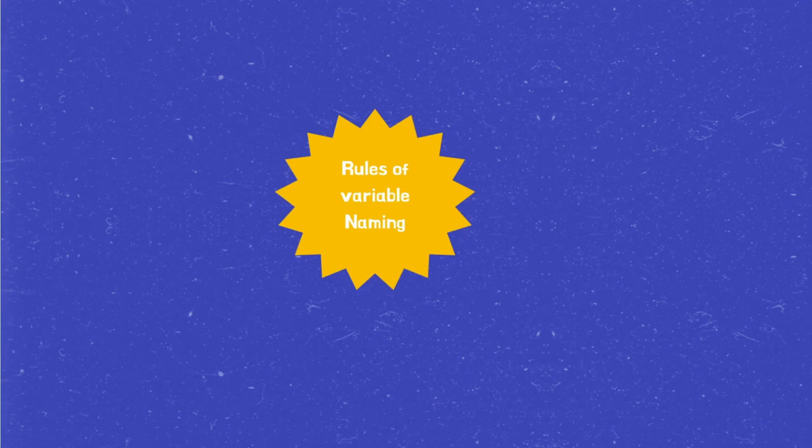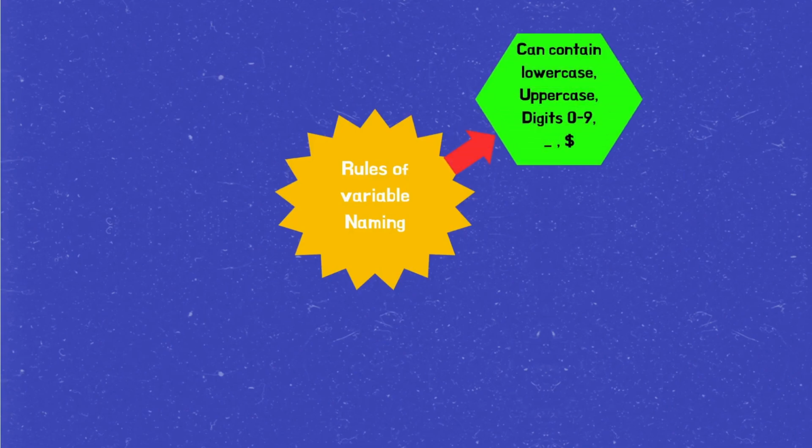Why should you give a meaningful name? Because other developers can understand or decode your code easily. So that is a very basic naming convention or rule of variables. What are other rules of variables? Let's check that. First, your variable can contain lowercase, uppercase, digits which range between 0 to 9, and two special characters. One is underscore and the other is dollar. Apart from that, it should not contain any other character.